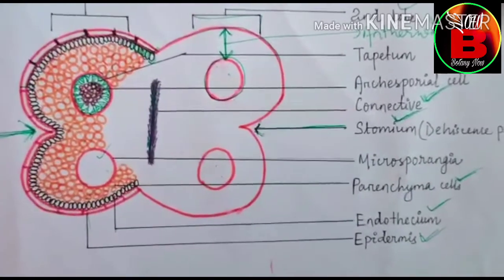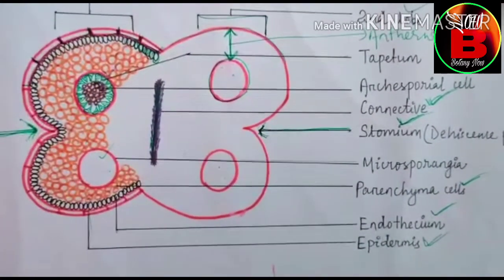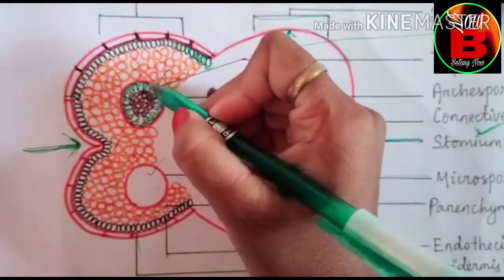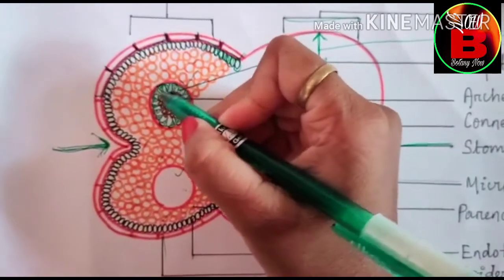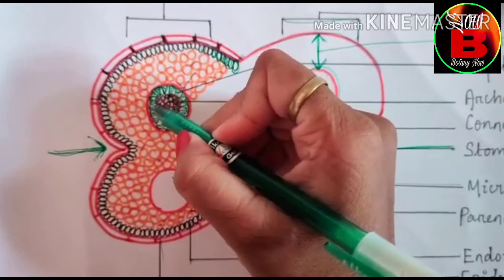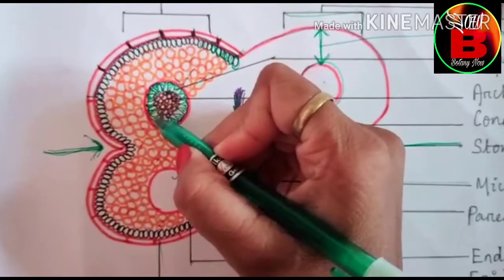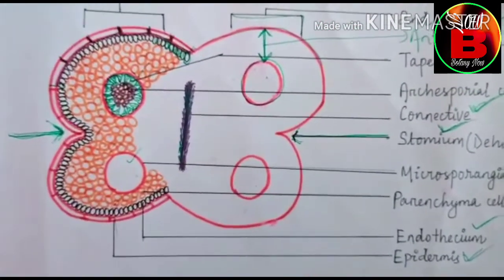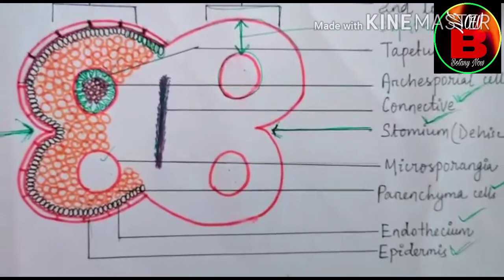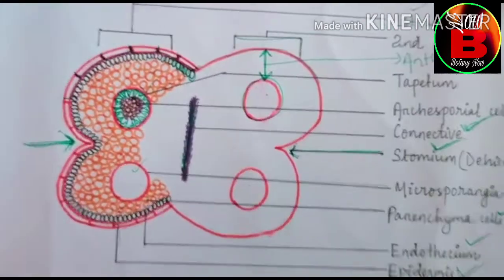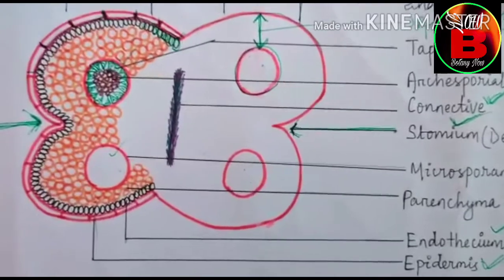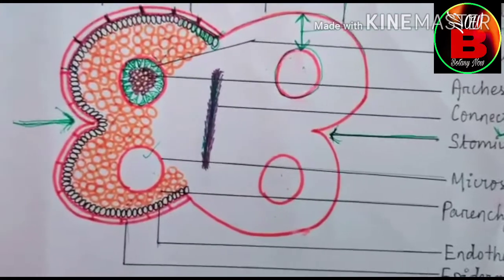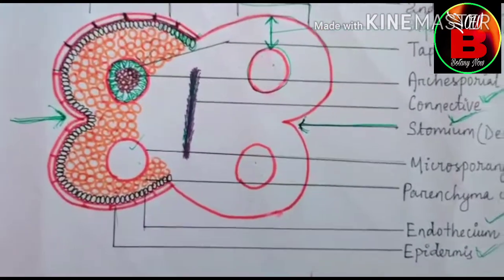Then comes the innermost layer, and it is a very special layer. We call it tapetum. These tapetal cells are pyramid-like structures. We call it tapetal cell or the tapetum. These tapetal cells are present in a multinucleated condition. How is this multinucleated condition formed? This multinucleated condition is formed by endomitosis.